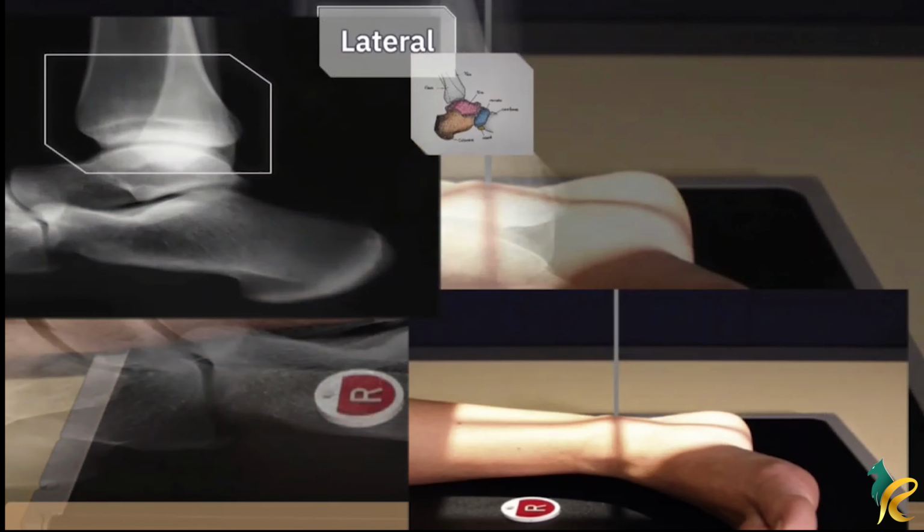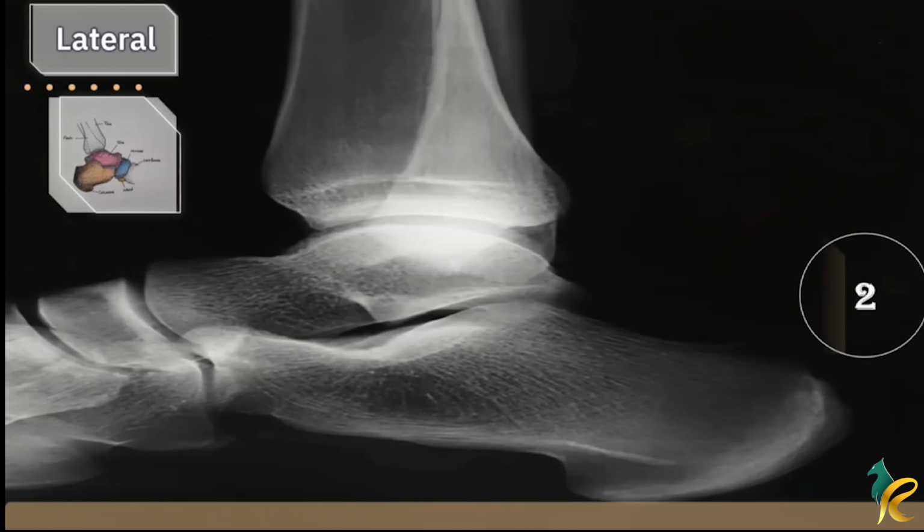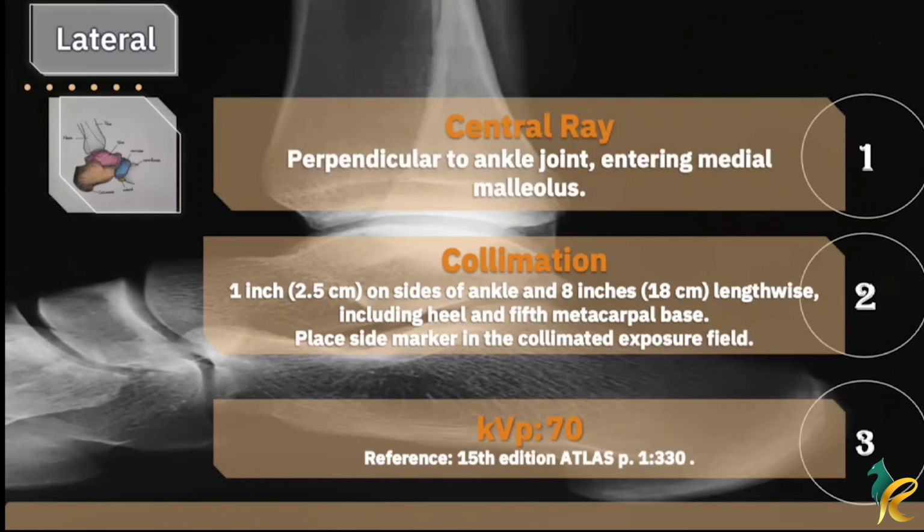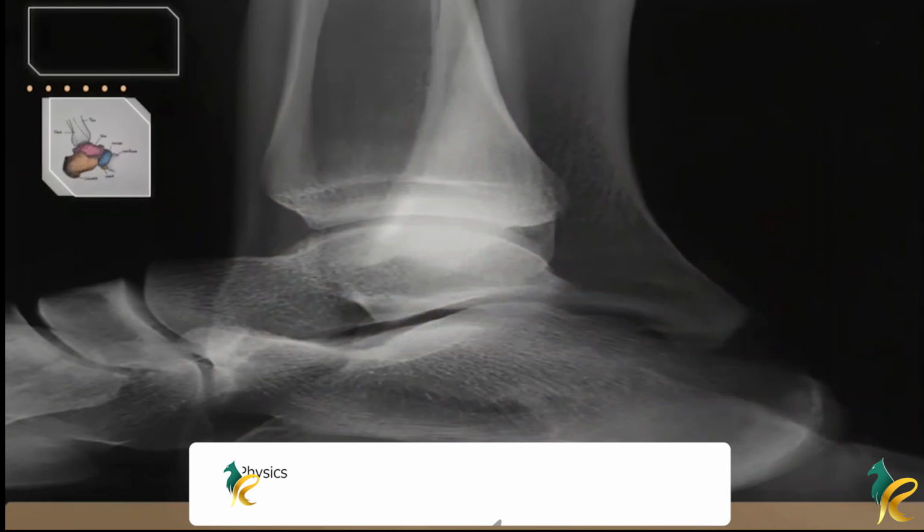Our central ray is perpendicular to the ankle joint, entering the medial malleolus. Our collimation is 2 to 4 centimeters on each side of the ankle and 8 inches or 18 centimeters in length, including the heel and the base of the fifth metatarsal, and our kVp is 70.